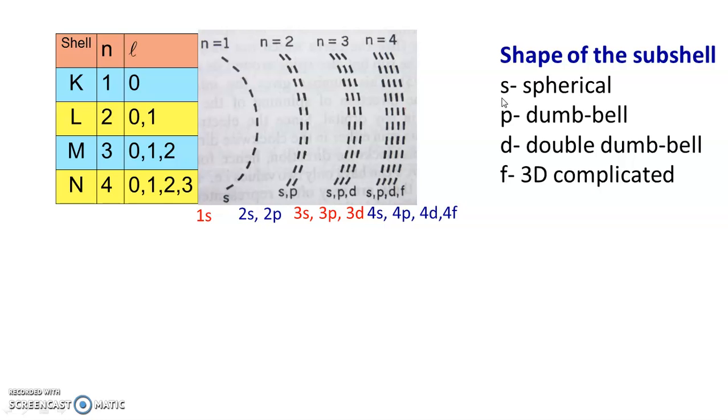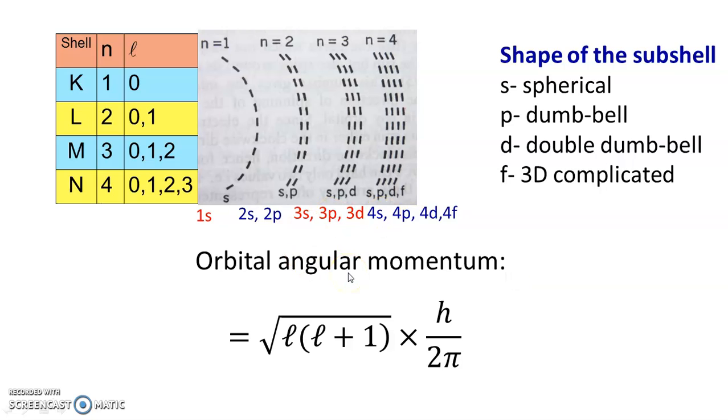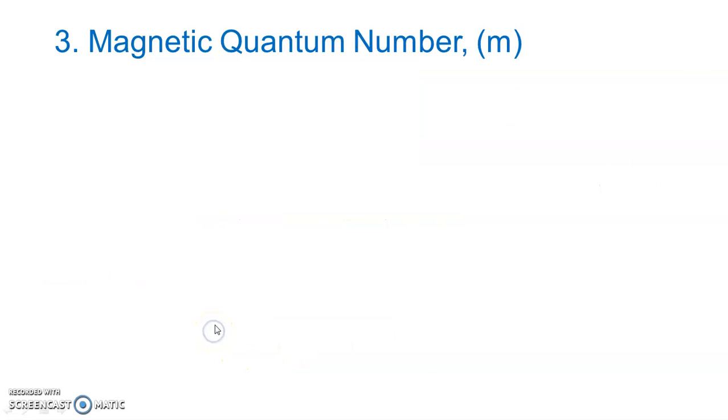Now the s subshell is spherically symmetrical, the p subshell is dumbbell shaped, the d subshell is double dumbbell shaped, and the f subshell has a three-dimensional complicated shape. The angular momentum of the electron is related to the azimuthal quantum number, and it is equal to √(l(l+1)) × h/2π, where h is Planck's constant. So the angular momentum of the electron is determined with the help of the azimuthal quantum number, and this is what the azimuthal quantum number is.